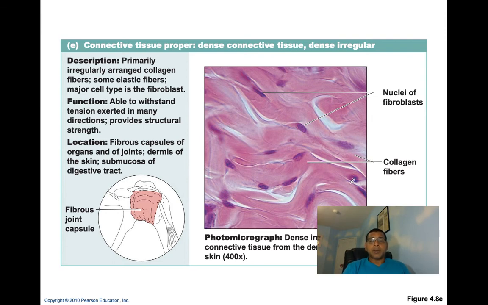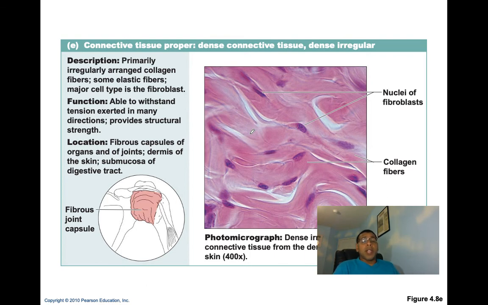Now when you talk function, this type of tissue is able to withstand tension exerted in many directions. It also helps to provide structural strength.